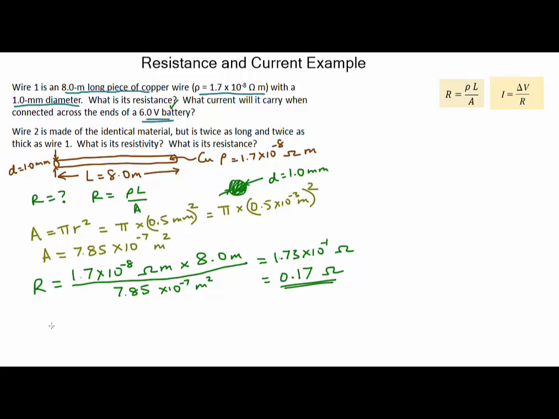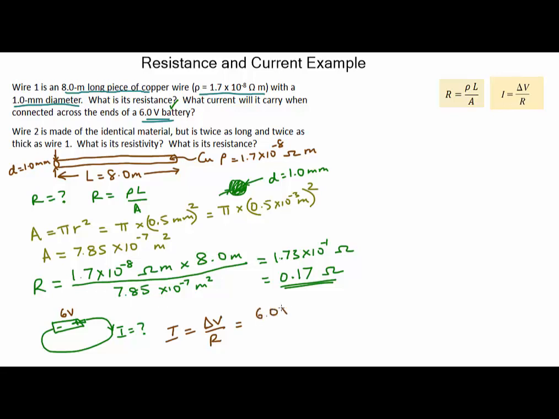The next question was, if we take a battery that's a 6-volt battery and connect this wire across the ends of a 6-volt battery, what current it would carry. So the current would go from the positive end of the battery to the negative end, and it's asking us for what this current would be. We can do that pretty easily using Ohm's law. That's this equation over here, which says that current is delta V over R. Delta V is the potential difference across this wire, which is the potential difference of the battery, which is given to us as 6 volts.